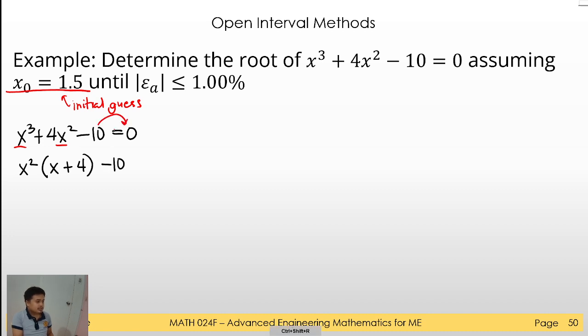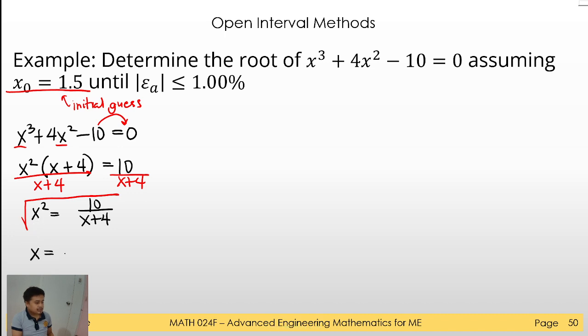So this minus 10, I'll just swap this to the other side. So this will become equals to 10. And then what will I do here? I will just divide this by x plus 4 first. So this will become x squared is equal to 10 over x plus 4. And then find the square root of your equation. So x is equal to the square root of 10 over x plus 4.